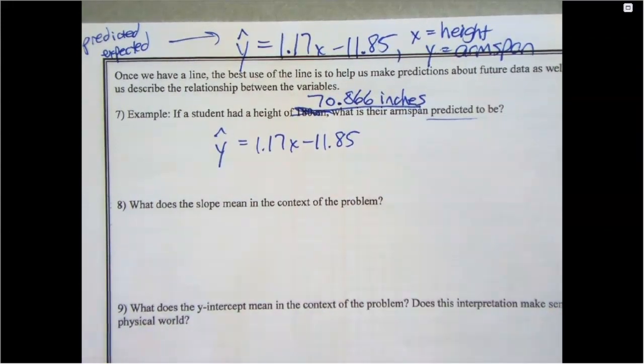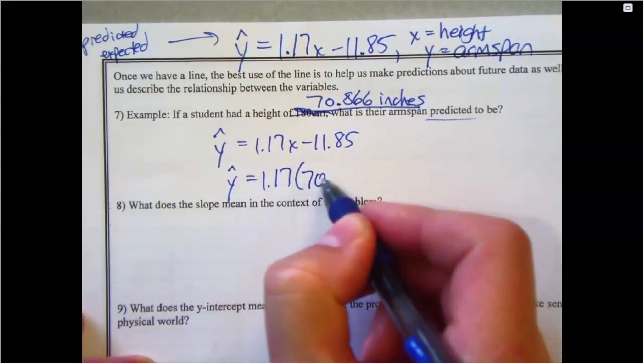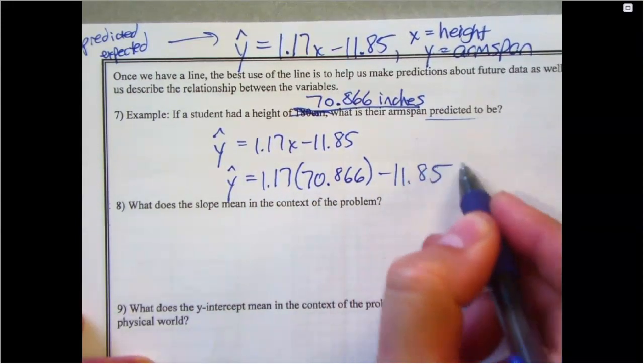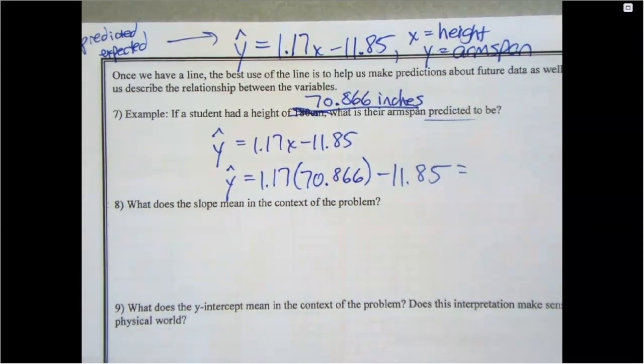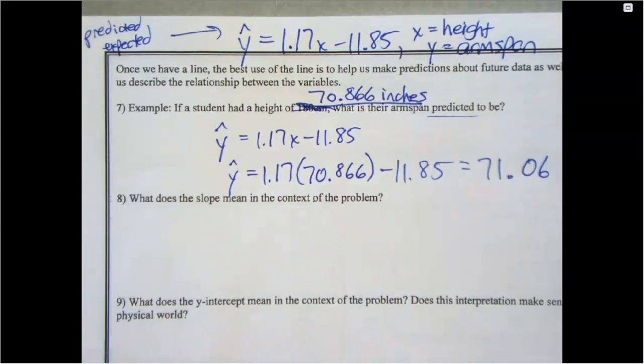So what do you do with the x? Or sorry, I just gave the answer. What do you do with the 70.866? Plug it into the x because x represents height. So y-hat equals 1.17 times 70.866 minus 11.85. So I get 71.06. Agree? That's it?